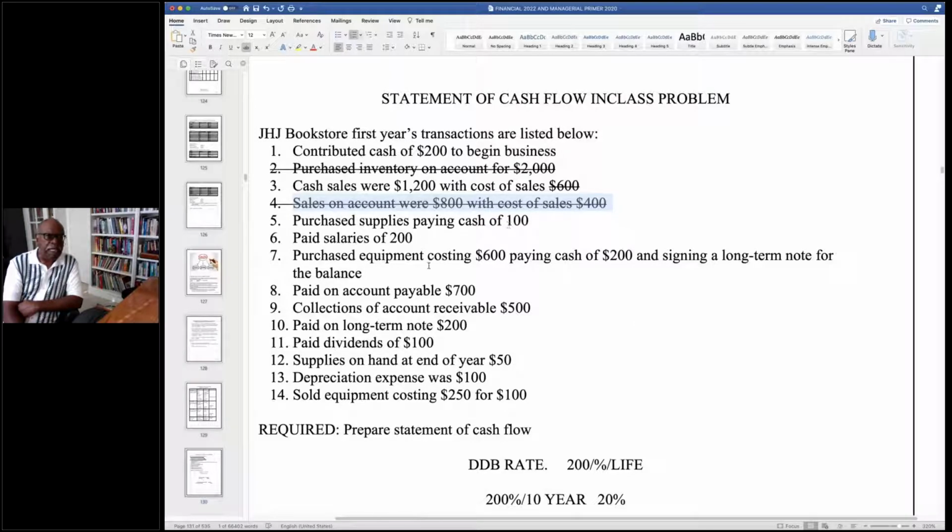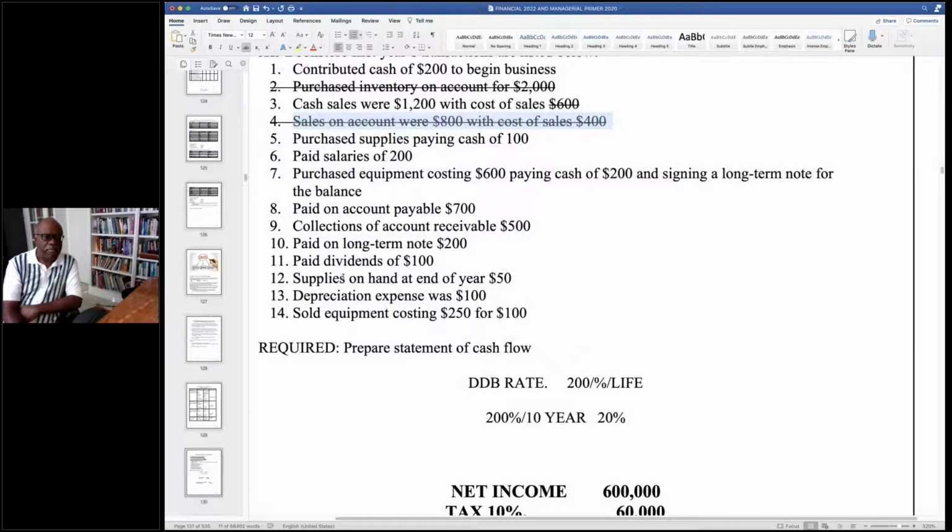Now, here we're paying cash, pay salaries, we purchase equipment, $200 down. We'll look at that in a special way. Paid on accounts payable, collection on receivables, paid on long-term note, paid dividend, supplies on hand, the adjusting entry you just worked with, and we said an adjusting entry did not involve cash. Depreciation expense does not involve cash. Then we sold equipment costing $250 for $100. We're only concerned about the cash.